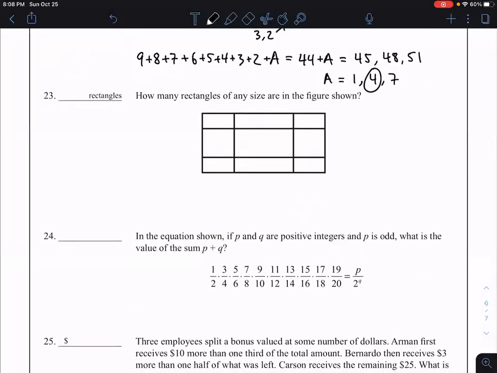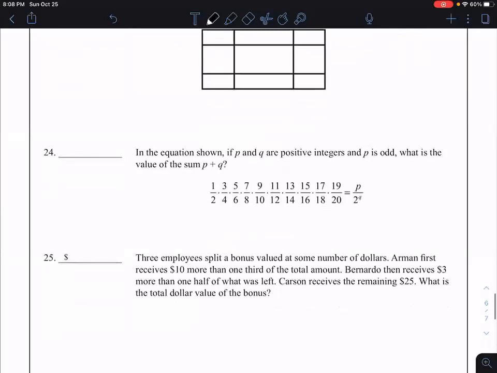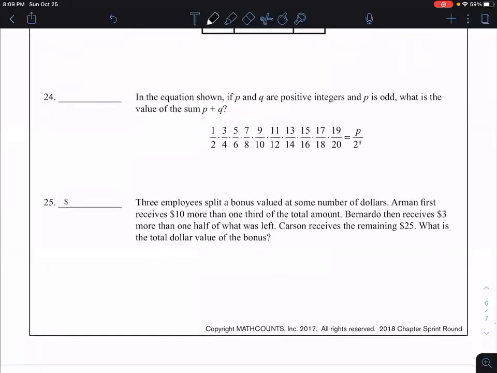Okay. 23. No, we're not doing 23. Just count all the rectangles. 24.